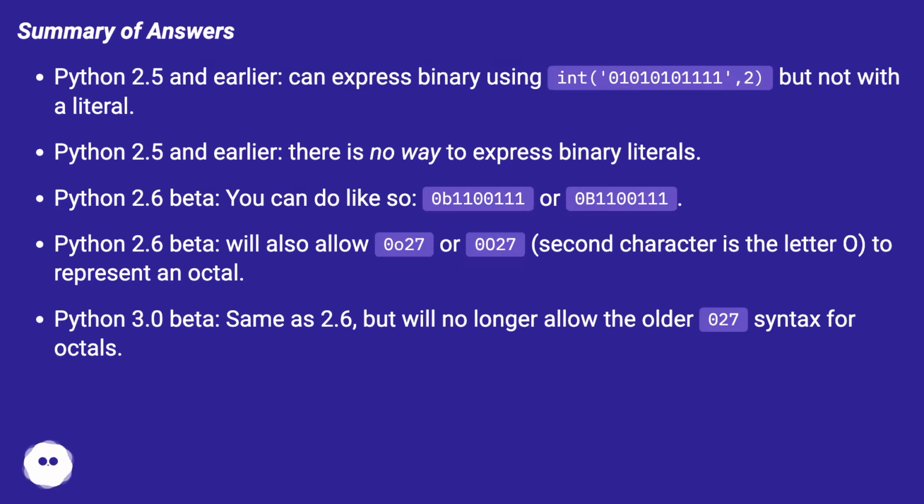Summary of answers. Python 2.5 and earlier can express binary using int("0101010111", 2), but not with a literal. Python 2.5 and earlier, there is no way to express binary literals. Python 2.6 beta, you can do like so, 0b110011 or 0B110011. Python 2.6 beta will also allow 0o27 or 0O27, second character is the letter O, to represent an octal. Python 3.0 beta, same as 2.6, but will no longer allow the older 027 syntax for octals.